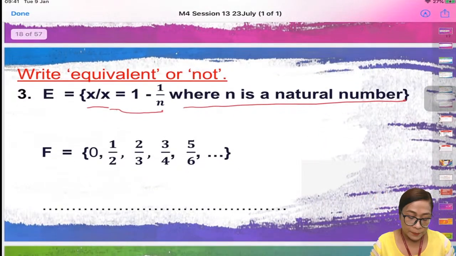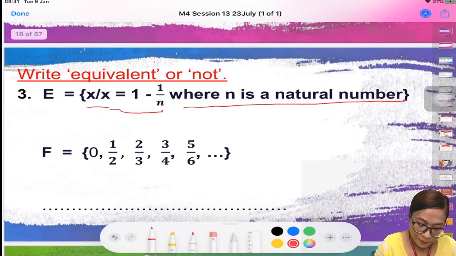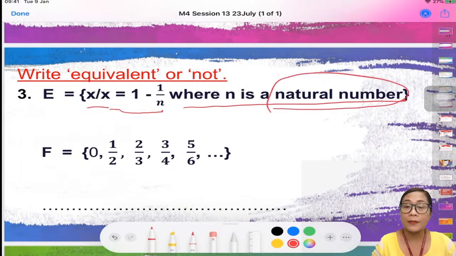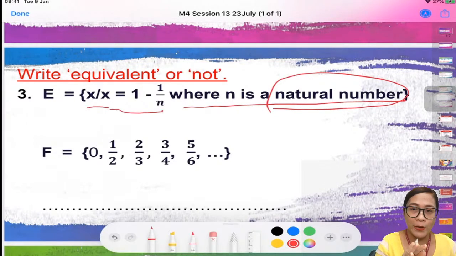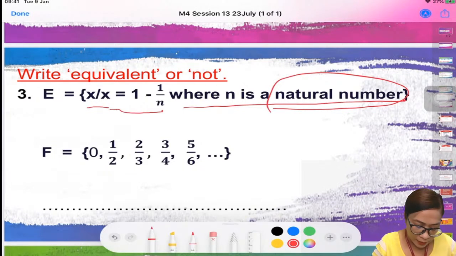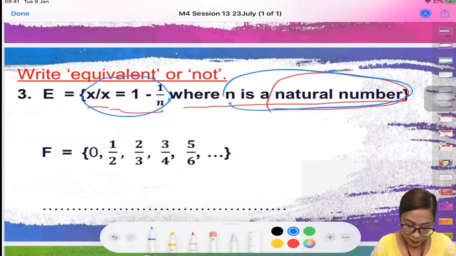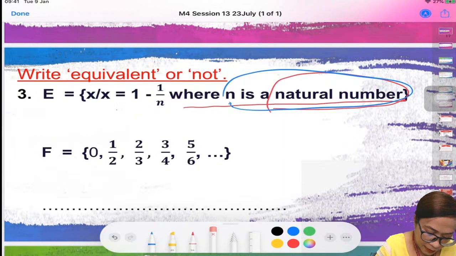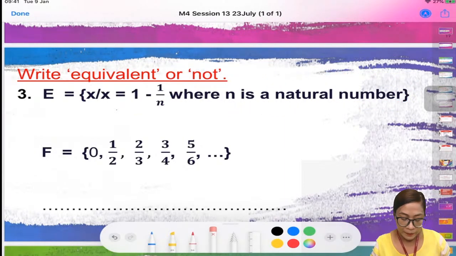Okay, so let's go back to this. A natural number is simply a counting number. So we begin with 1, 2, 3, 4, and many more. So there are two conditions that you have to consider. So let me erase the writings. Okay, so it's clearer.